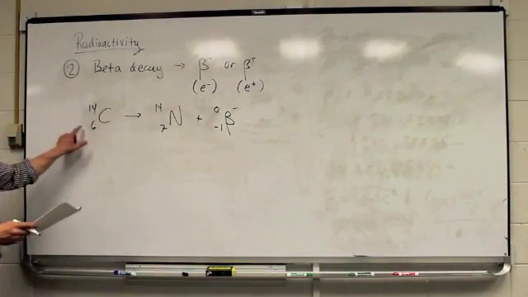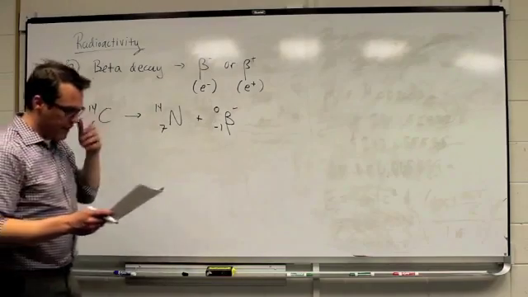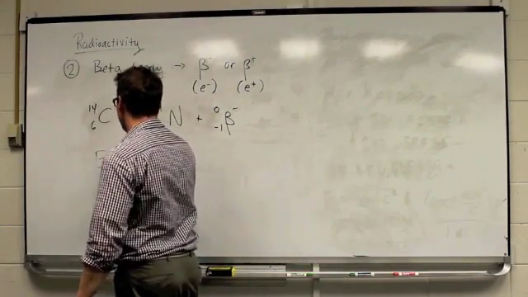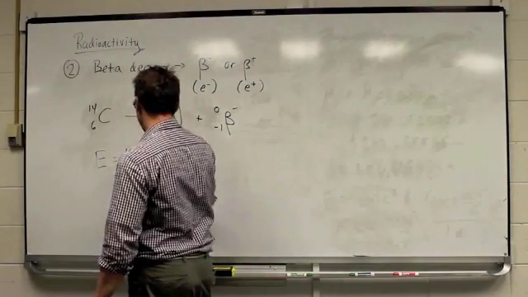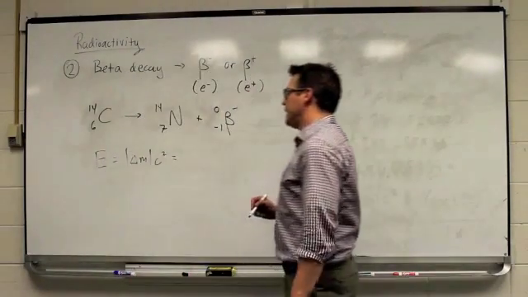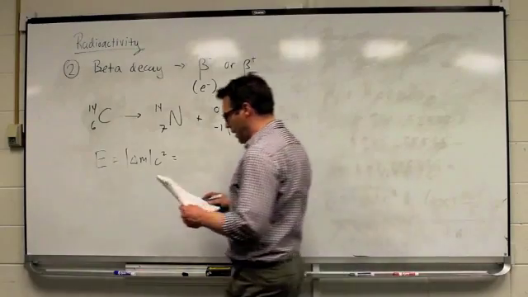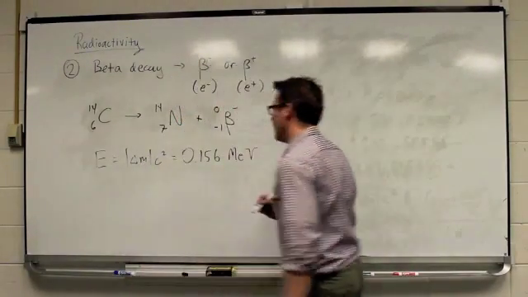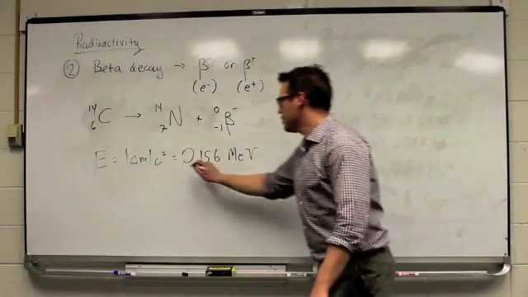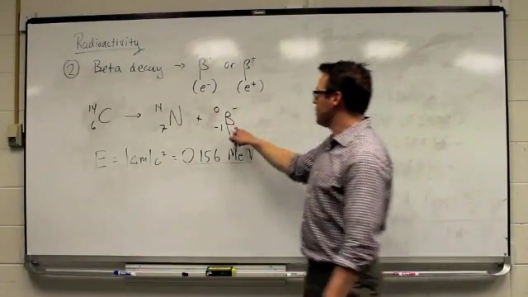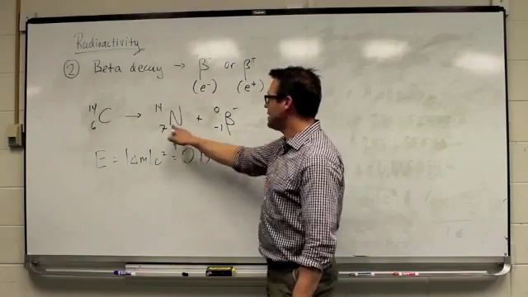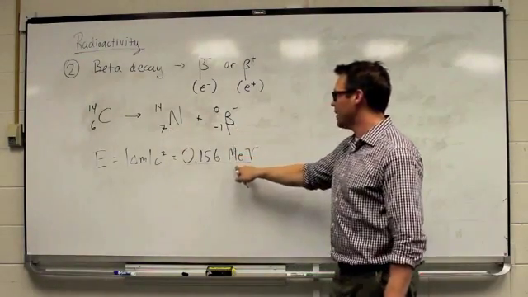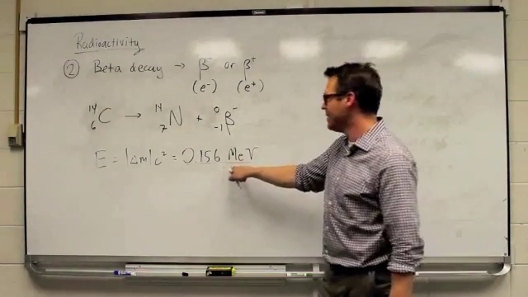Now, this turns out to be a pretty important decay process. And if you actually do the same process where you calculate your delta m's and you plug it into E equals delta m c squared, you find that the energy released in this reaction ought to be 0.156 MeV. You can try that on your own if you're interested. So you would expect, since the electrons are so much less massive than the nitrogen nuclei, that these electrons would come off with a very well-defined energy, this.